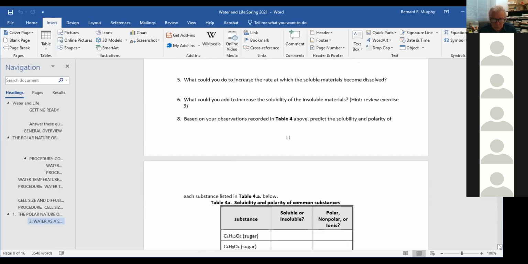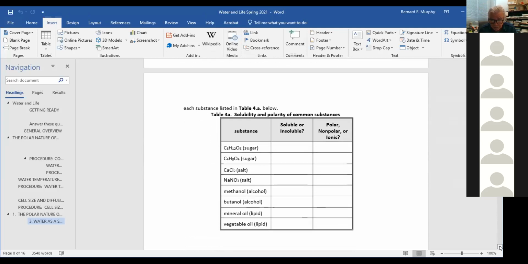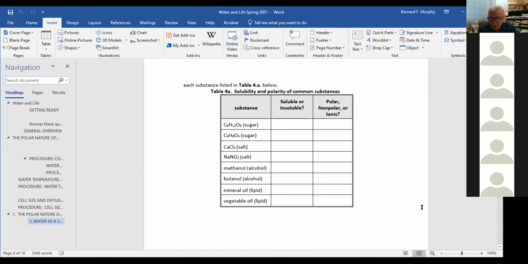Okay, this is still going on in number 8. In table 4, predict the solubility and polarity of the substances. And so it's pretty much the same thing, but you've got to do it. Okay, 2 sugars, soluble, right? And they're polar.